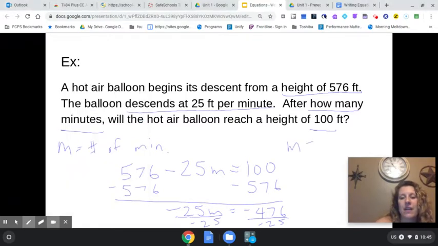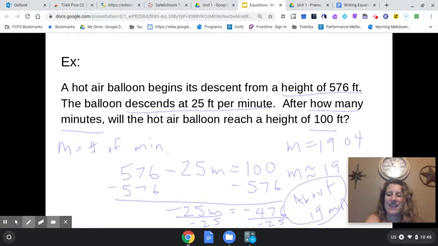So M equals 19.04. The question said how many minutes, so let's say approximately. So rather than saying m equals, I'm going to use the approximately equal to symbol, 19. So about 19 minutes. All right, that was our second example.